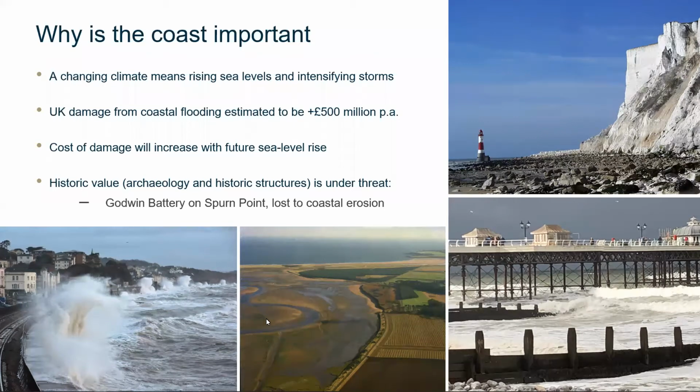In recent years, we've witnessed numerous examples of coastal flooding, cliff falls, and damage to infrastructure, businesses and homes during storm events. These current annual damages from coastal flooding alone are estimated at over £500 million a year. And that will only look to increase under projections of future sea level rise. As well as homes and infrastructure, we also have historic value that's under threat. Things like buried archaeology and historic structures such as the Godwin Battery and Spurn Point have already been lost to coastal erosion. And the National Trust, for example, often carry a huge repair bill for costs on the more regular winter storms.